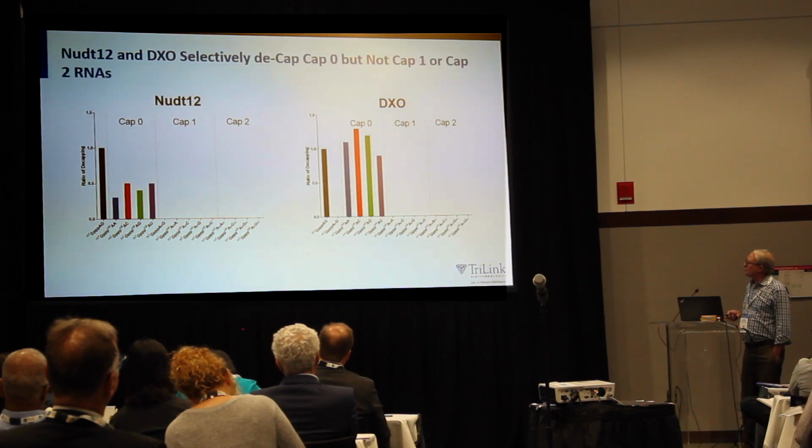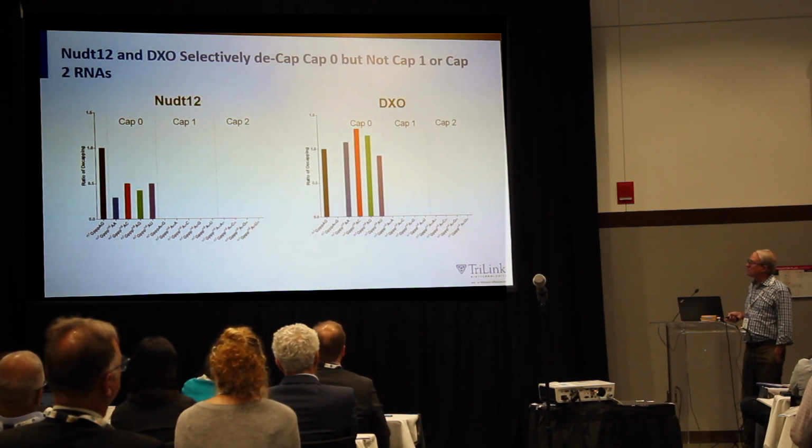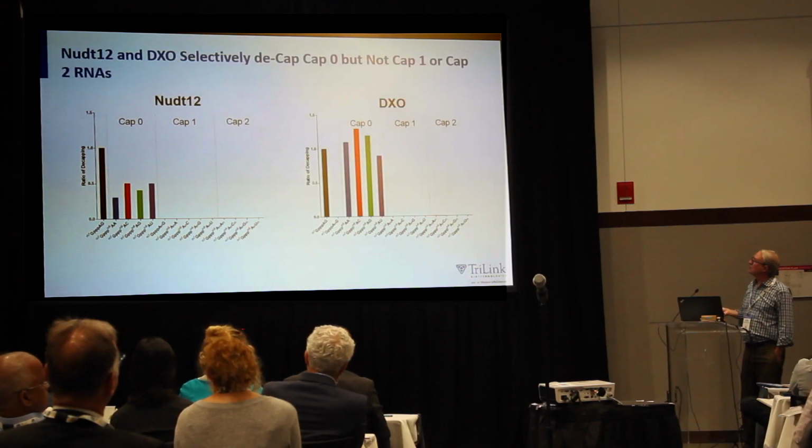The last one I'm going to show you here is two other decapping enzymes, NUDT12 and DXO. Interestingly, these don't decap cap1 or cap2. They exclusively decap cap0. And so these are probably scavenger enzymes that are getting rid of byproducts in the cell. They may also be getting rid of viral RNAs that don't possess a cap1 structure. And so we thought this is all kind of interesting.